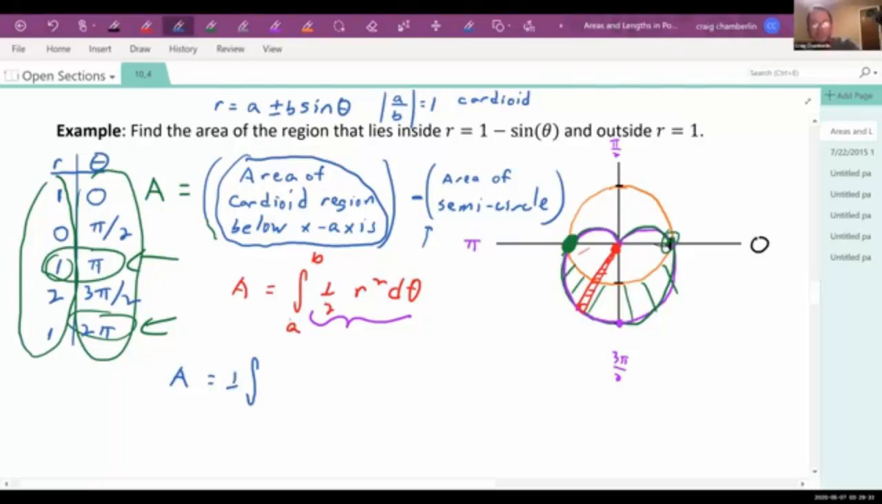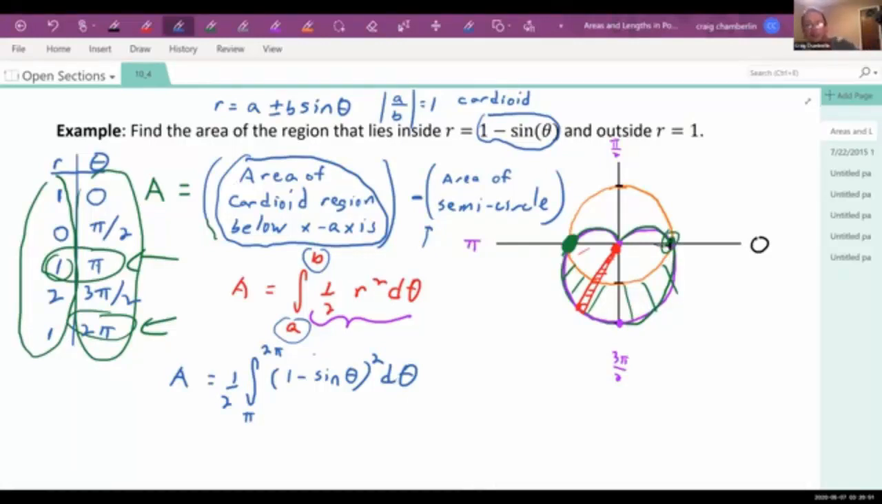And then what did we say angle A was? Angle B? Shouldn't it be pi and 2 pi? Pi to 2 pi. And then we have r squared. Okay, this is our r value for the cardioid: 1 minus sine of theta, the whole thing squared, d theta, and we're not done. That just gets us the area of the cardioid below the x-axis. But any questions on that setup?